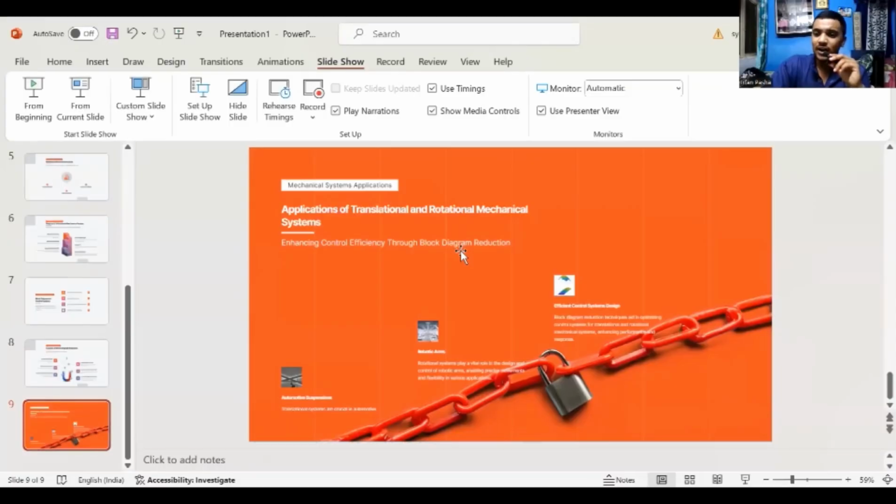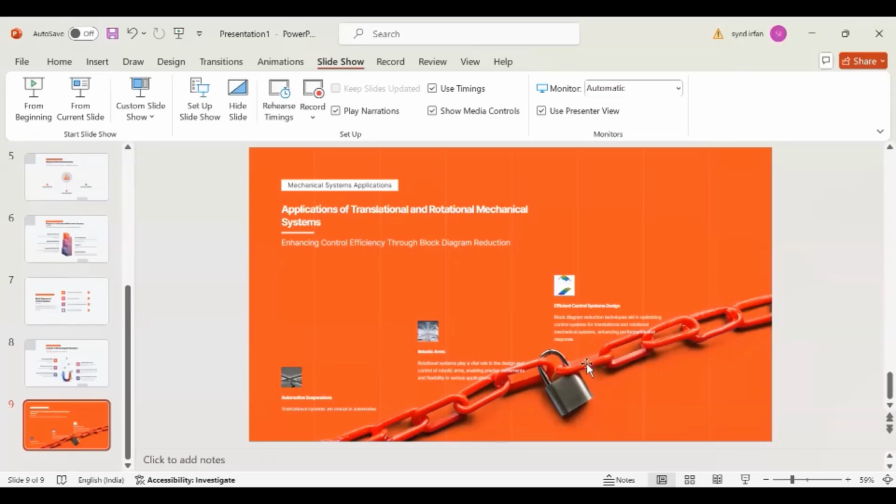So these are the major things, ladies and gentlemen, where we see mechanical systems and rotational systems.